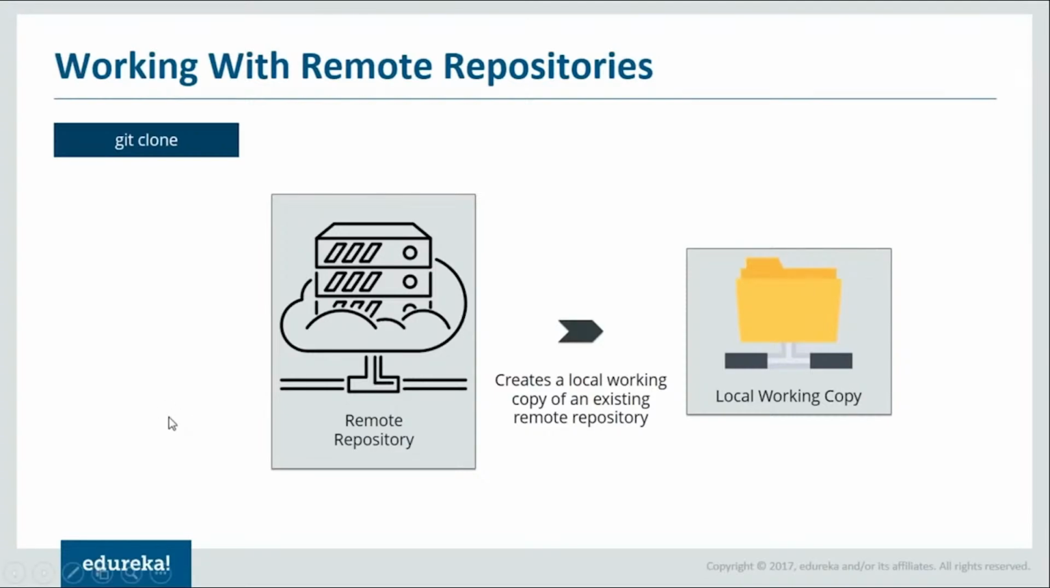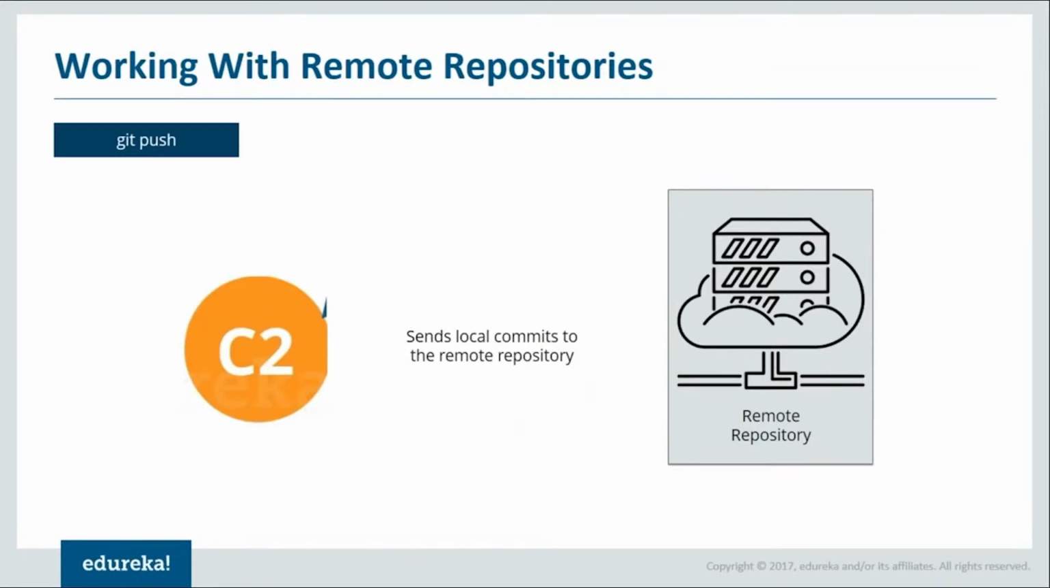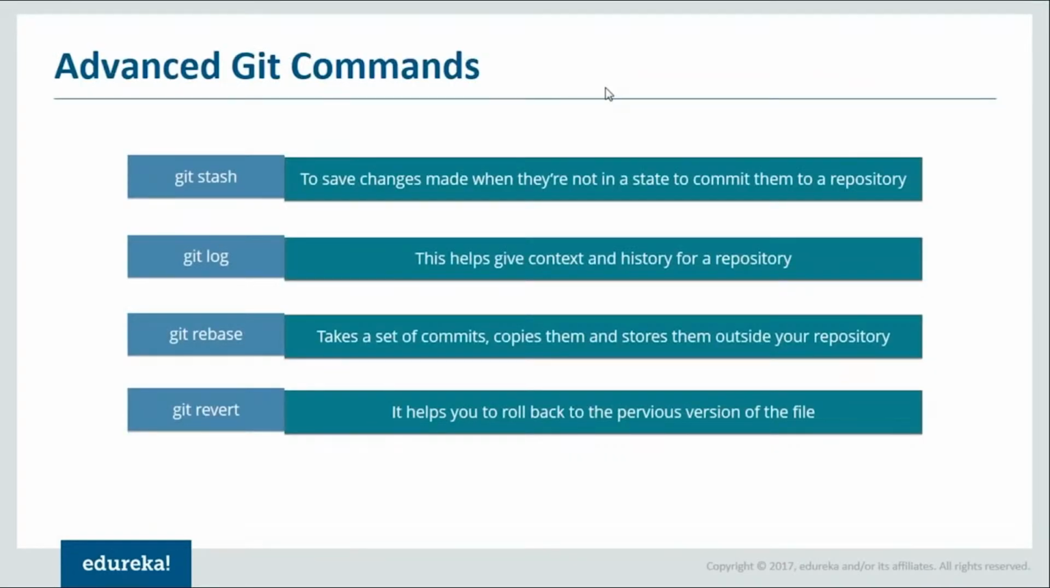So we have seen how to perform git clone. We have seen how to pull changes from the remote repository to the local computer. We have seen how to push the local commits to the remote repository. Now let's talk about a few advanced git commands. Focus on git stash, git log, git rebase, and git revert. So I'll quickly open my virtual machine and I will explain you there only.